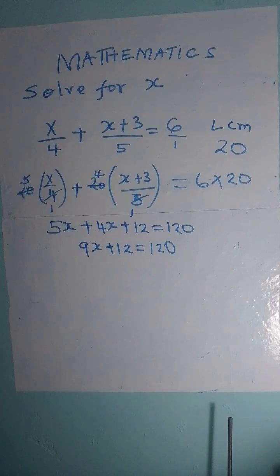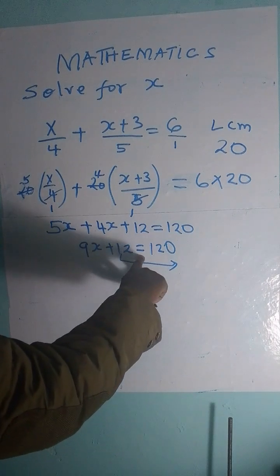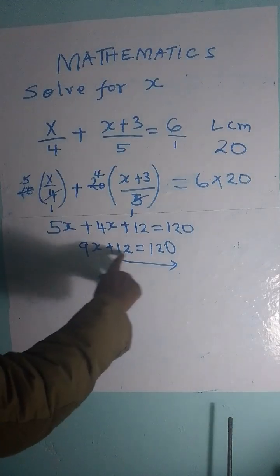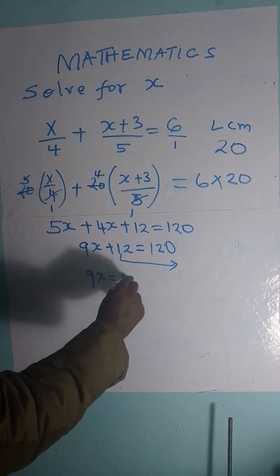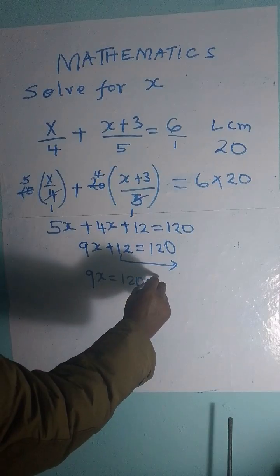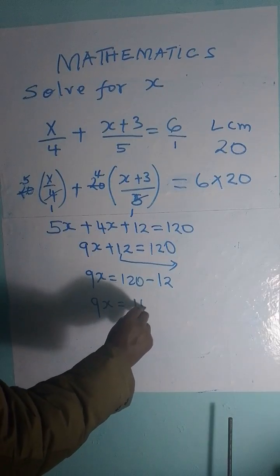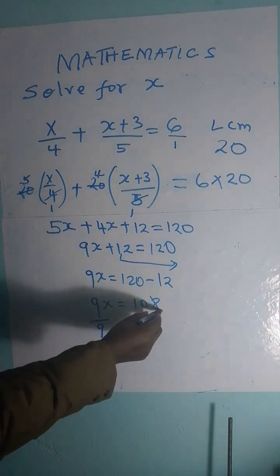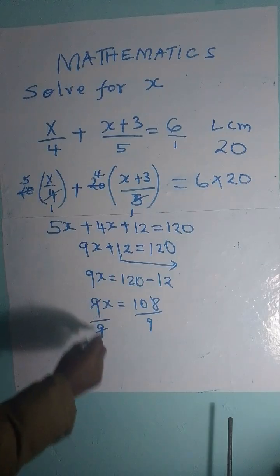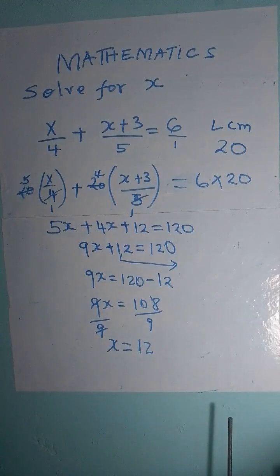Next, now again, like terms together, this one will go to the other side. Once it crosses the equal sign, it changes its sign. So this is 9x is equal to 120 minus 12. So 9x is equal to 108. To get the value of x, you divide both sides by 9. So x is equal to 12.